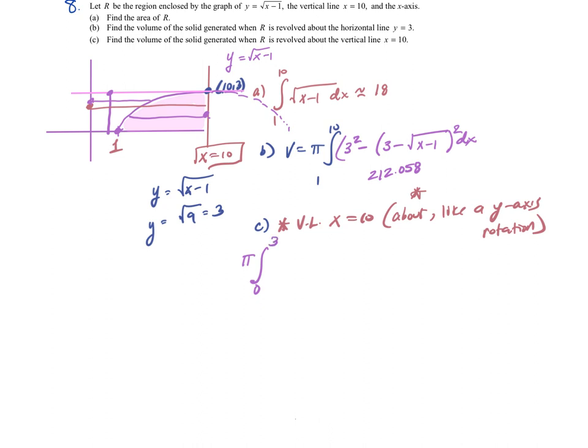So the furthest curve from 10, it's a disk, right? So it's just r squared. So it's going to be 10 minus the curve. So 10 minus y squared plus 1, squared. Now, for the r, you can do the curve minus the axis of rotation or the axis of rotation minus the curve. Okay, it does not matter. dy, and you get 407.1150.